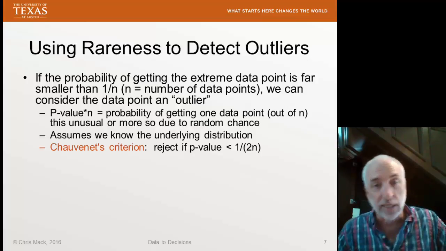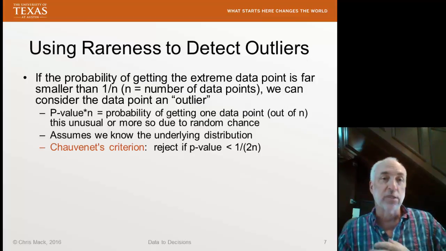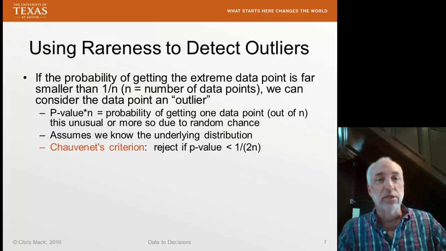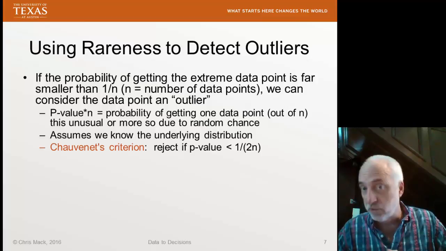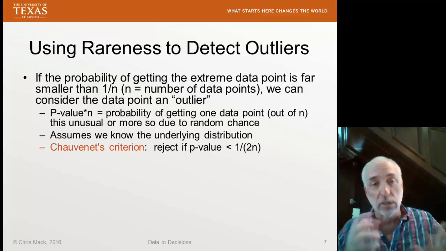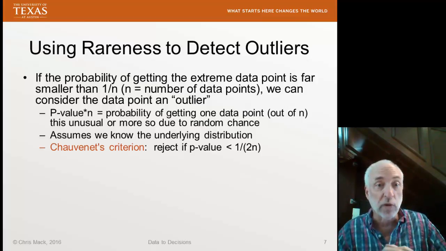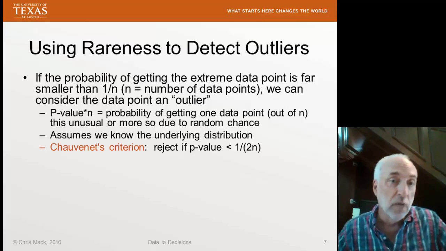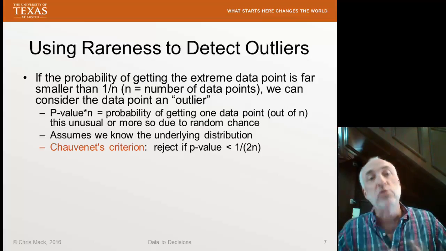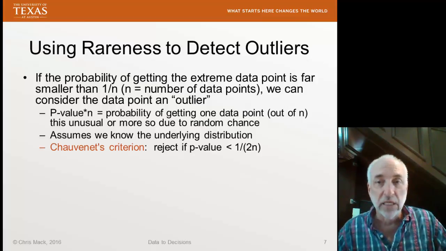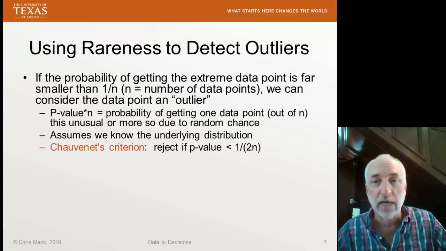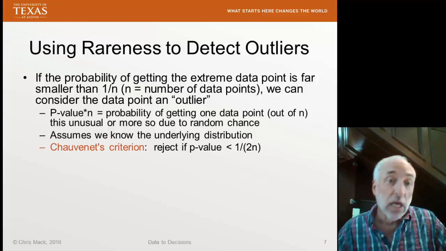To do that calculation, it assumes we know the underlying distribution. We have to assume a particular distribution in order to calculate a p-value. We often assume a normal distribution, but we don't have to. We could assume a Student's t distribution, probably more accurate for most of what we do. Either way, we assume a distribution to calculate the p-value. Take the p-value, multiply it by n. That's the probability of getting 1 data point out of n this unusual.